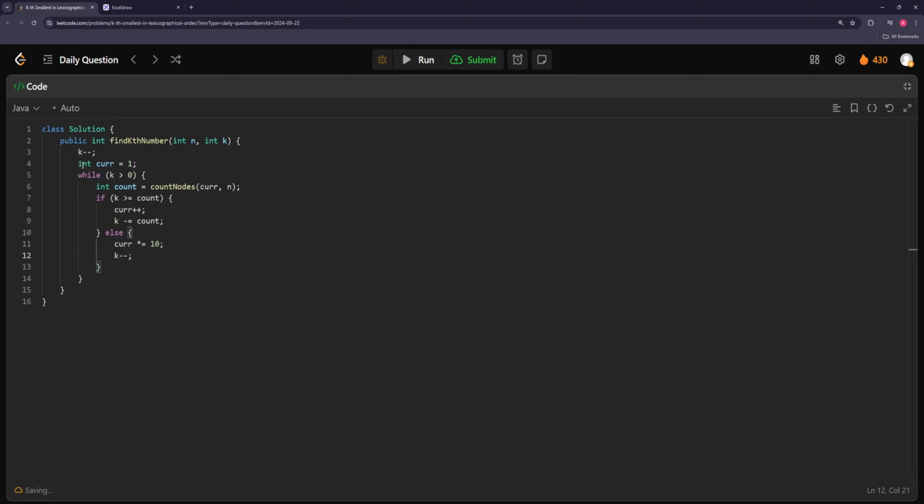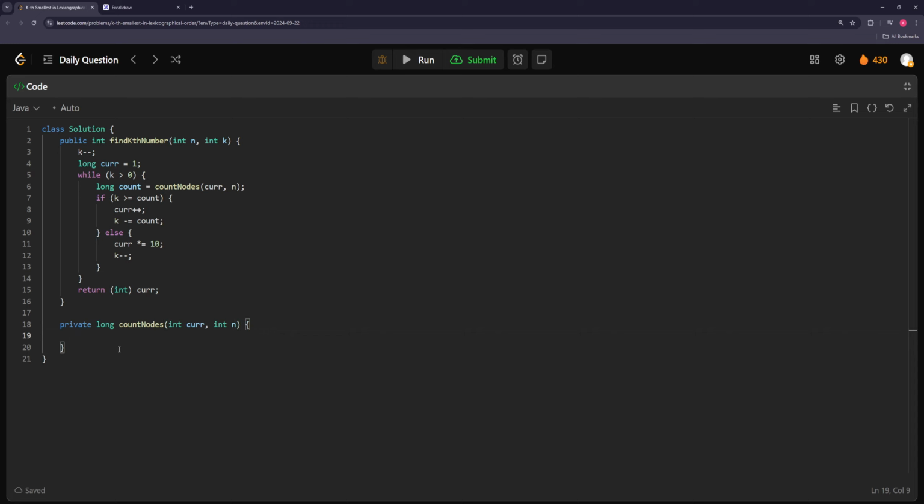And we might have some issues with ints and longs here. We'll double check. So maybe what we could do is just make everything a long again, and then just return an int at the very end. Okay. And so now we can say return int cur. Now we have to write this count nodes. So private long count nodes, and it's going to take in int cur, int n.